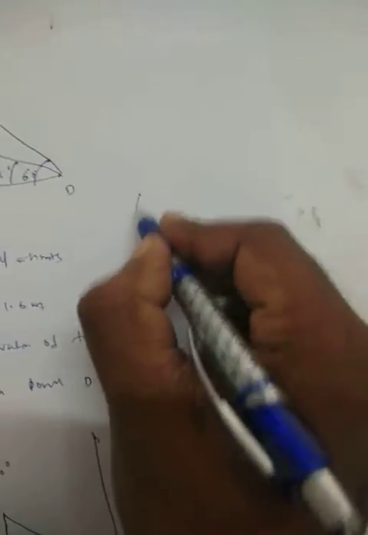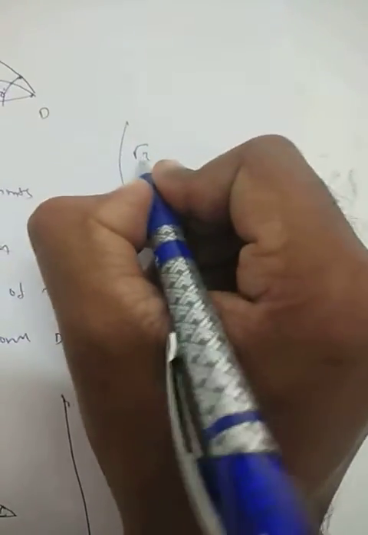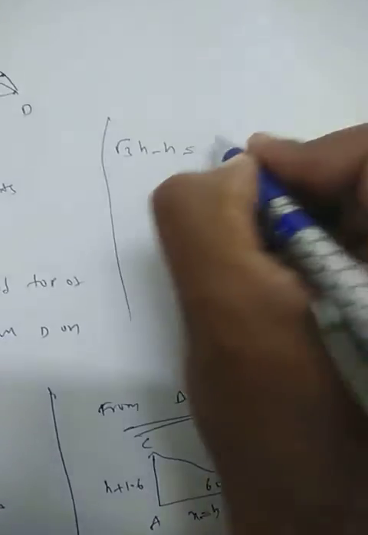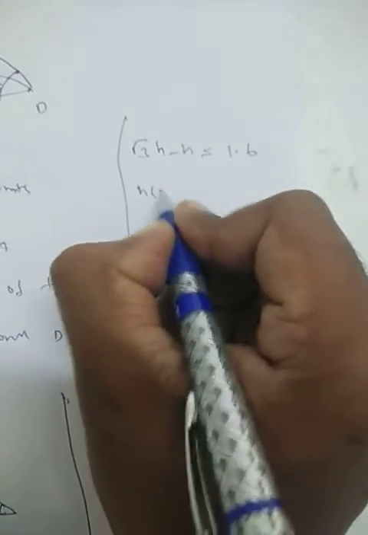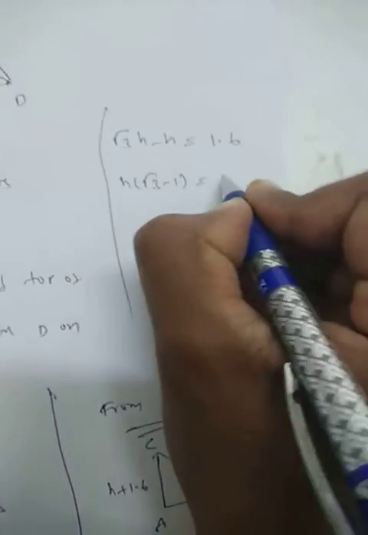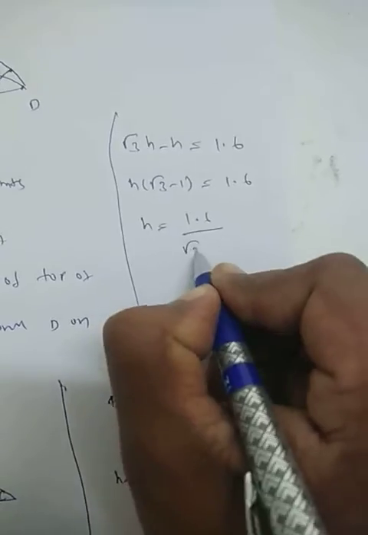Here I will do the simplification. Send h to this side. Since root 3 h is bigger as compared to h, send this one this side. It will become positive. Root 3 h minus h is equal to 1.6. If you take h common, what you will get? h times root 3 minus 1 is equal to 1.6. h is equal to 1.6 by root 3 minus 1.